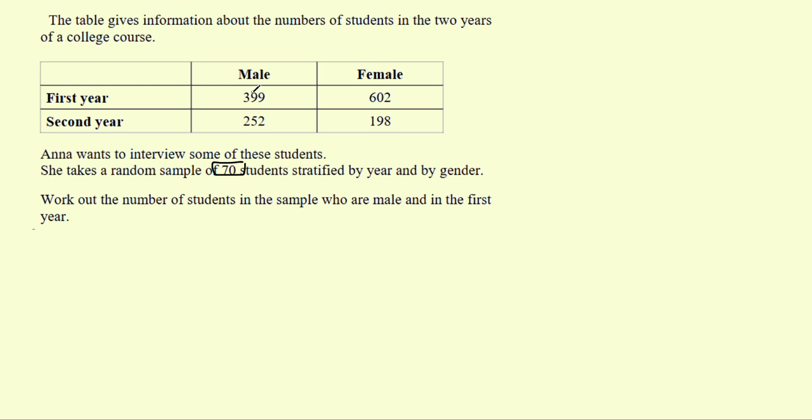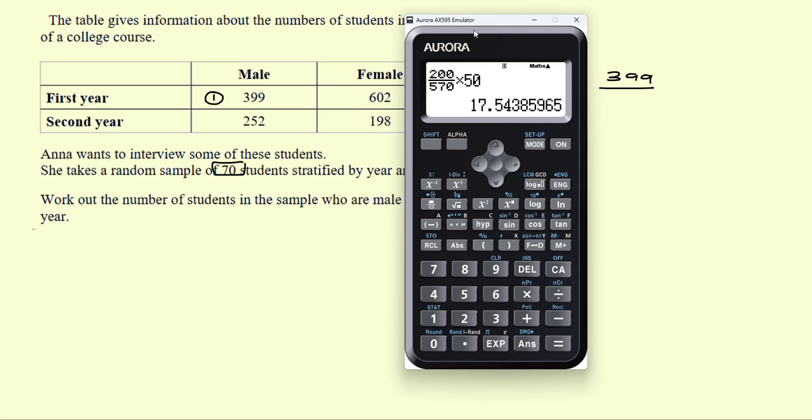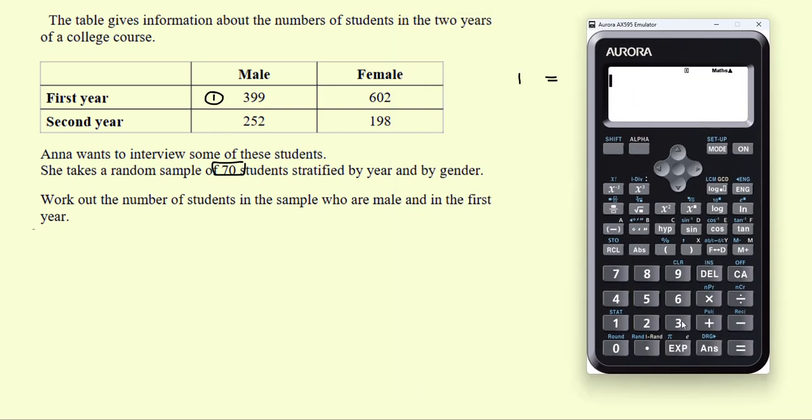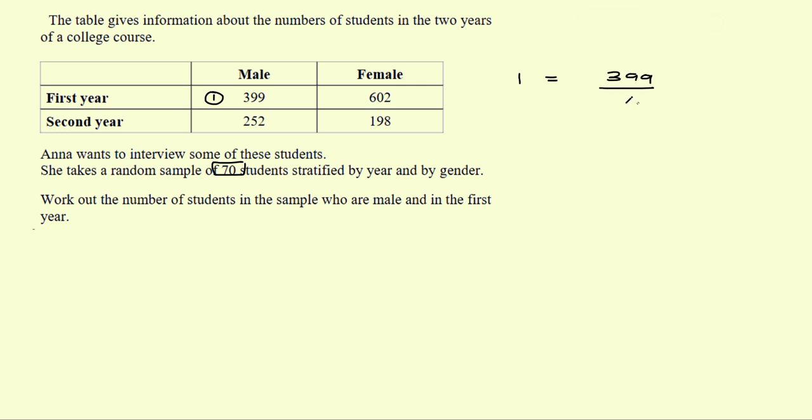So the first year male, I'm going to label that 1, would be 399 out of the total. Make sure you add them together to get your total. So 399 plus 252 plus 602 plus 198 takes it to 1,451 and multiply it by 70 to get your answer.